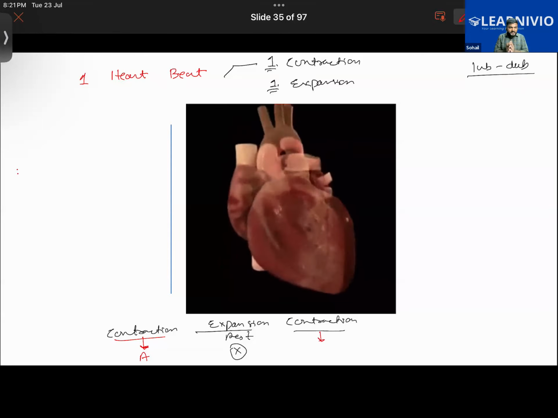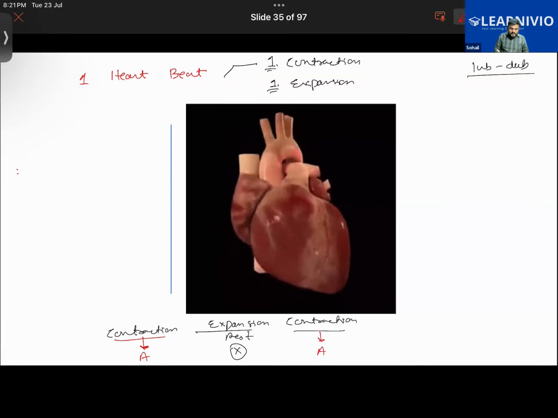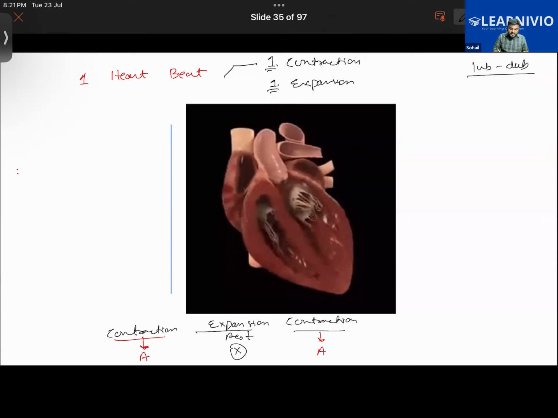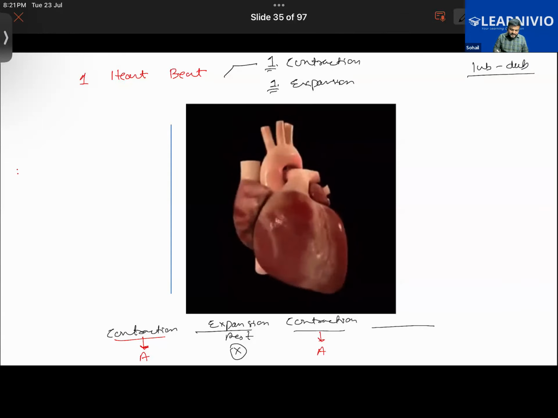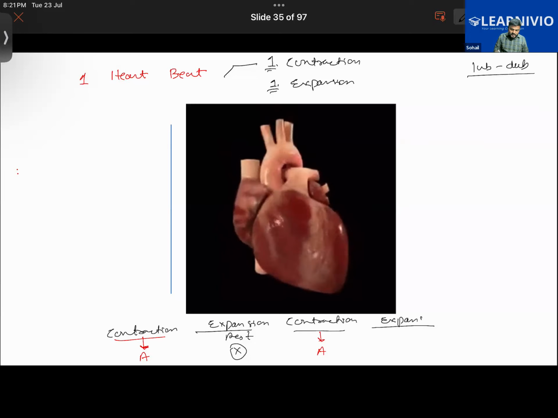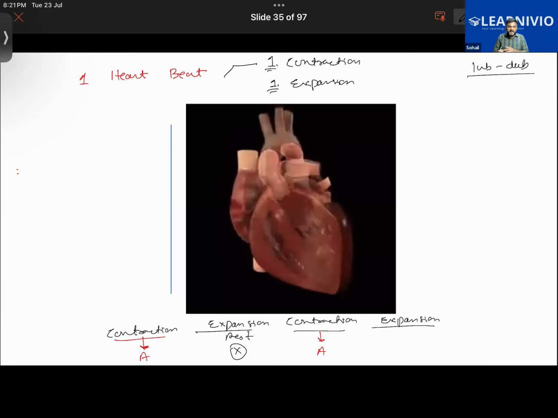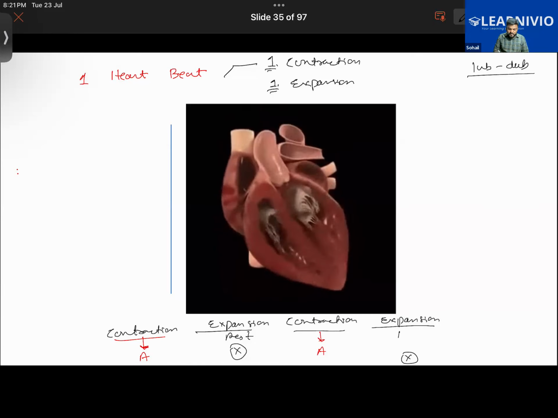Then again, the heart would be contracting and the blood would be pumped into the artery. Then again, it will relax for just a very tiny fraction of a second, then it will expand again. So it's a rhythmic process. Contraction, expansion. That keeps on going.